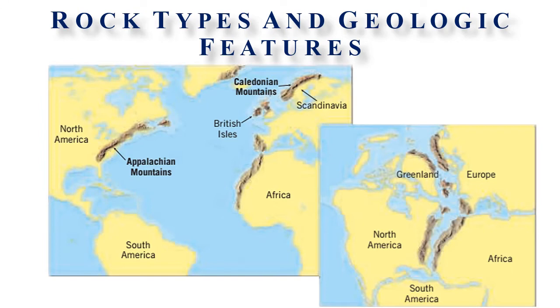Mountains of comparable ages and structures are found in the British Isles and Scandinavia. When these land masses are positioned as they were about 200 million years ago, as shown in the figure, the mountain chains form a nearly continuous belt.